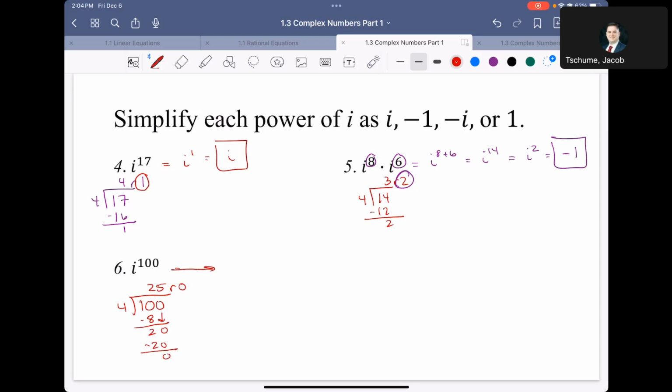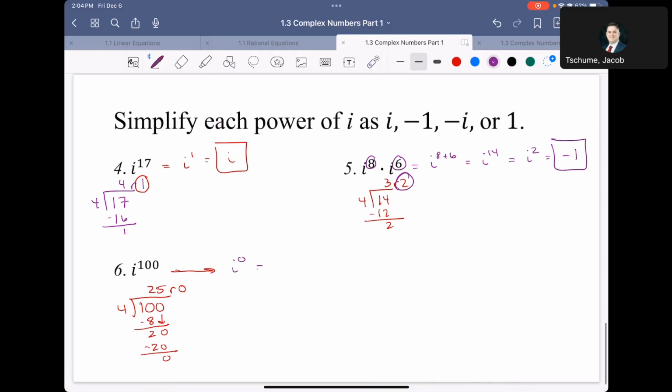So i to the 100 is actually the same thing as i to the 0. And from your knowledge of exponents, anything raised to the 0 power is just going to end up being +1. And that's how you can deal with i raised to any power that I give you.